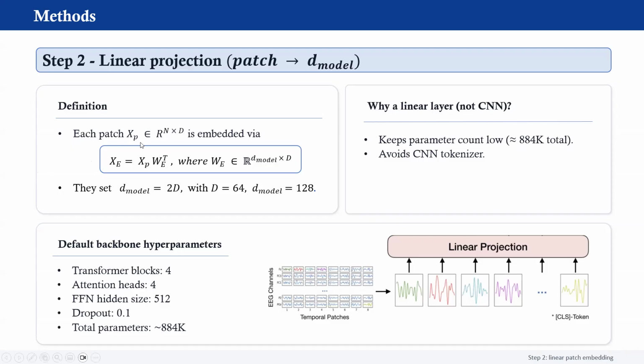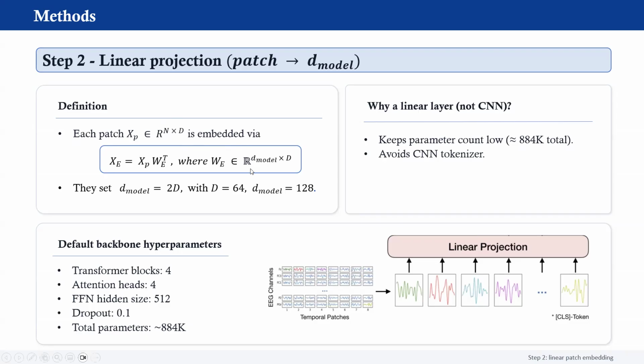So then we have our patches, and obviously it's just a simple linear layer. So in the end, our XC will have a dimension of n cross d model, where essentially for each token, you get a vector of size d model.